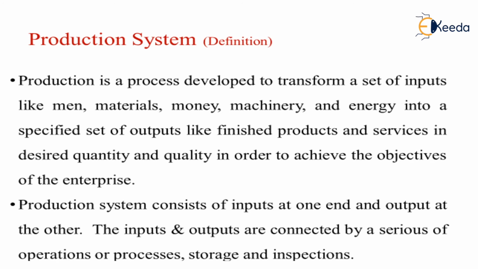So what is a production system? It is a process developed to transform a set of inputs like men, material, money, machinery, and energy into a specified set of outputs like finished products and services in the desired quantities or qualities in order to achieve the objectives of the enterprise. So a production system consists of inputs at one end and the output at the other end. The inputs and outputs are connected by a series of operations, processes, storage, and inspections.